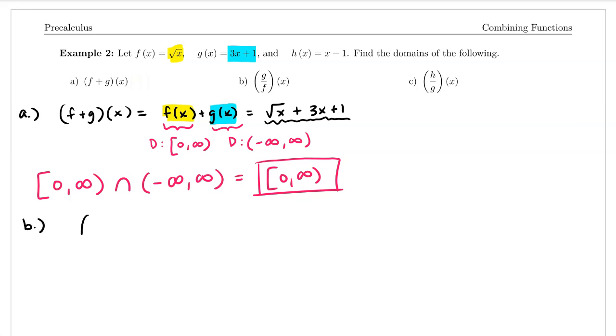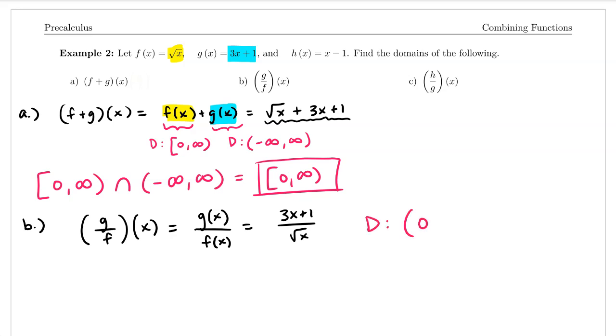Let's move on to part B. We have g over f of x, and rewriting that, that's the same thing as g of x over f of x, and g of x is 3x plus 1, and f of x is the square root of x. So I have my written out combined and simplified function, and looking at it, if we see that the denominator has the square root of x, then our domain is going to be very similar to the domain in the previous part of this question. However, now we can no longer include 0 since I have square root of x in the denominator. So for part B, my domain is going to be parentheses 0, infinity parentheses. So there's our domain for part B.